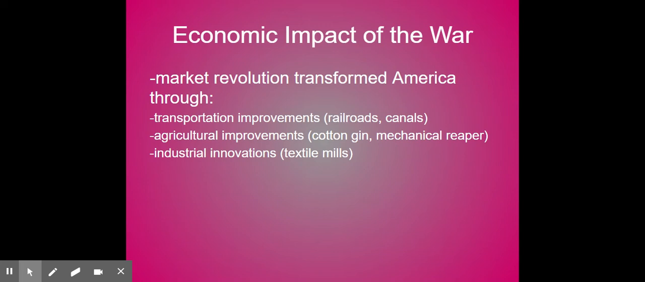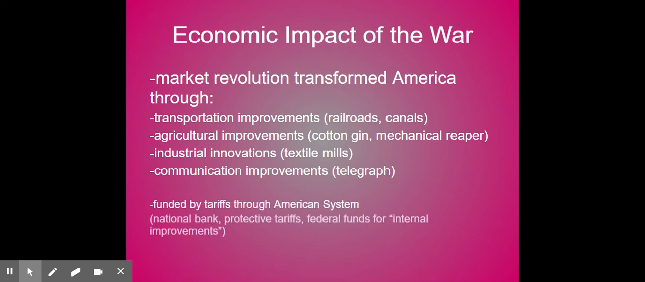We're going to see communication improvements like the telegraph, and the telegraph is going to lead to something called the telephone way down the road. And all of this is going to be funded through tariffs, which are taxes, through the American system. And the American system is a combination of the national bank with protective tariffs on imports. Remember, we want people to buy American, but at the same time, we don't want to lead to a breakdown on trade. So we've got to be careful with those tariffs.